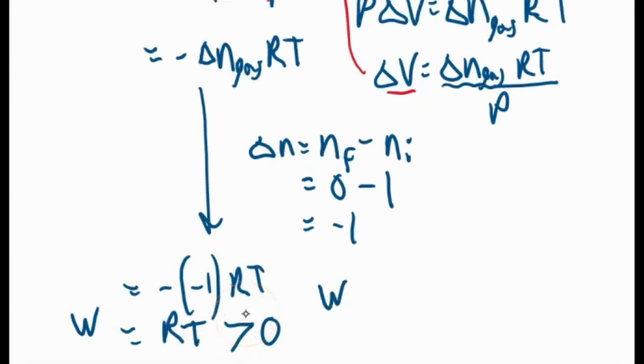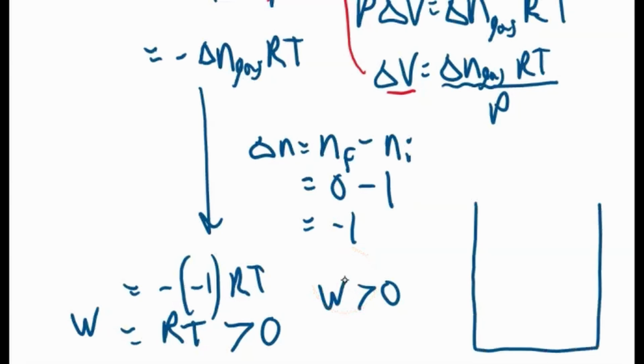That means work is greater than 0. That means the system gained energy because work is positive. So it gained energy as work. So what that means is if it gained energy, that means the surroundings did work on the system.